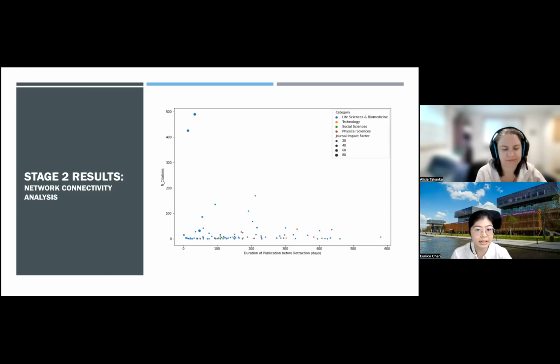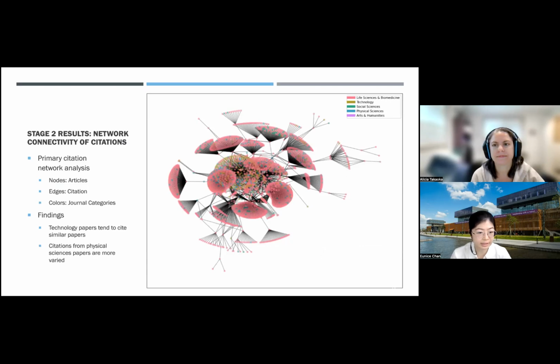Additionally, I wanted to add that the category also affects the number of citations, although you can't see it here. If we had plotted the journal impact factor on the x-axis instead of the duration of publication, you would notice that generally life sciences and biomedical articles receive more citations compared to the rest of the categories, regardless of their journal impact factor.